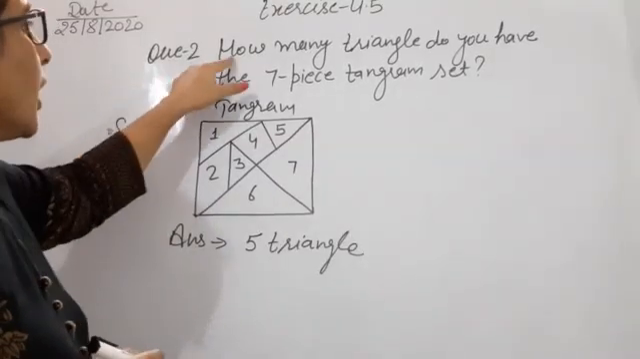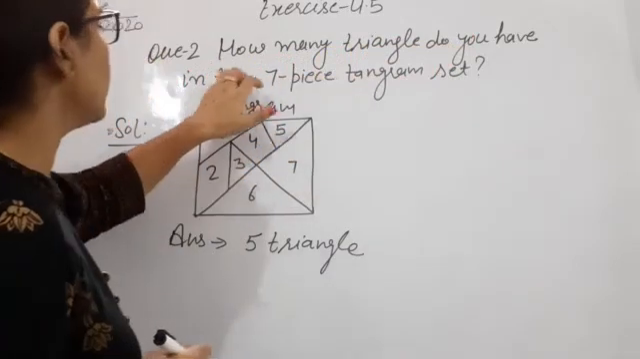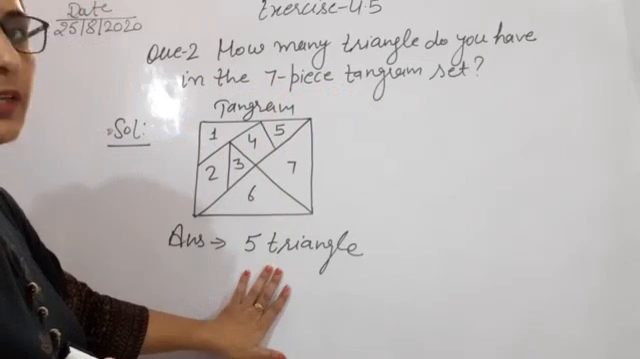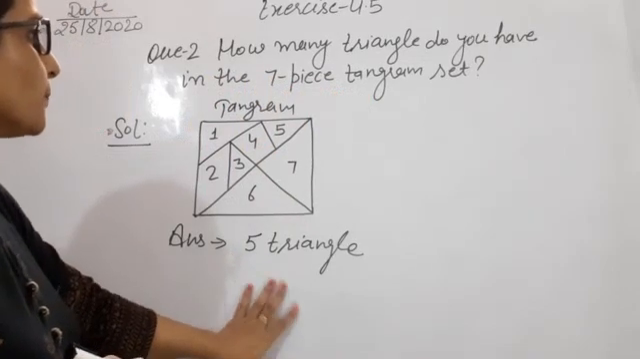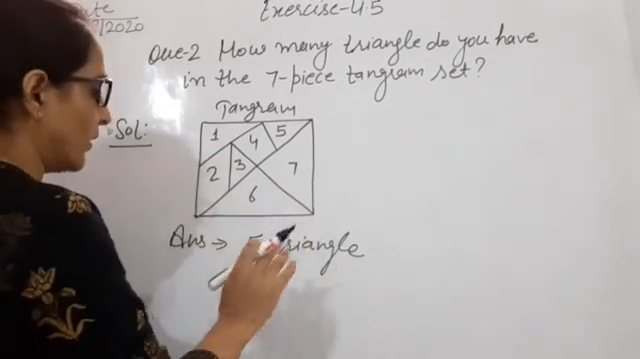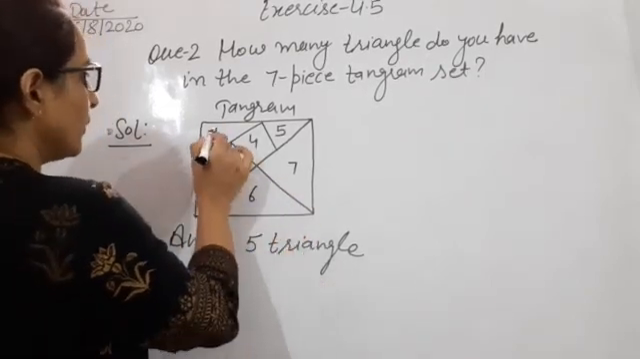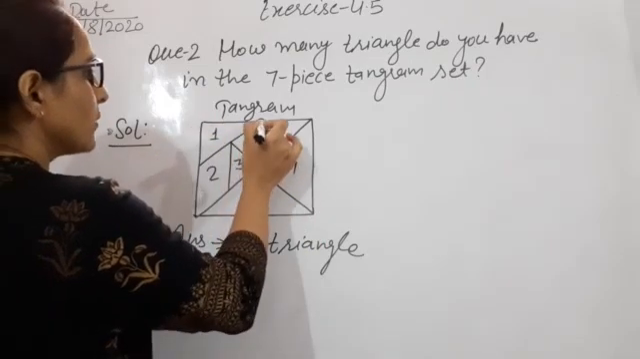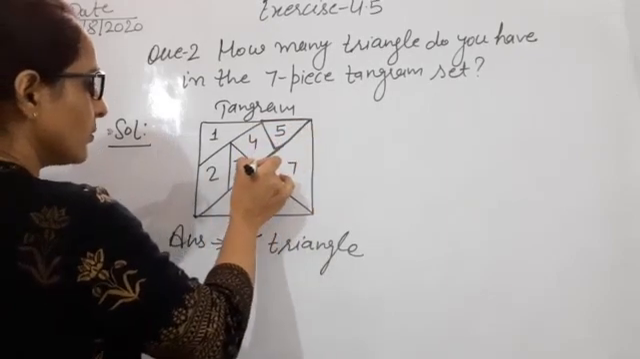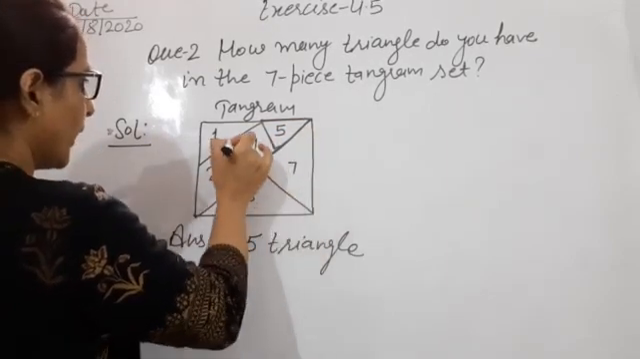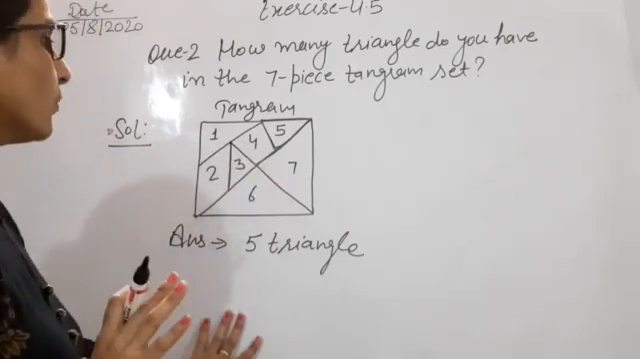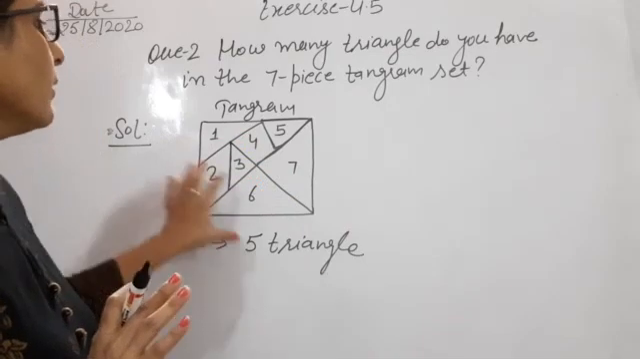Question number 2: how many triangles do you have in the 7 pieces of the tangram set? Clear? So how many triangle pieces do you have in this one? Look here, in every figure you have 5 triangles. 1, this is a triangle. This is also a triangle. Then 2, then 3, 4, and this one is 5. So in every figure we have 5 triangles.